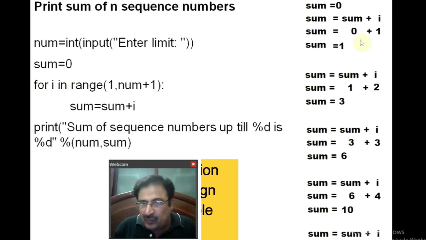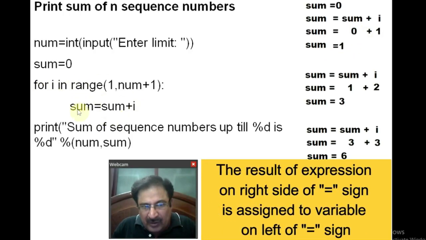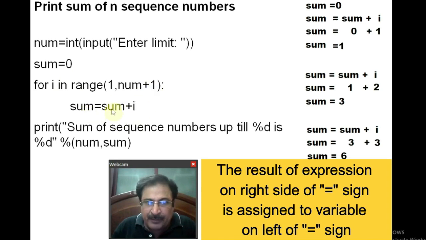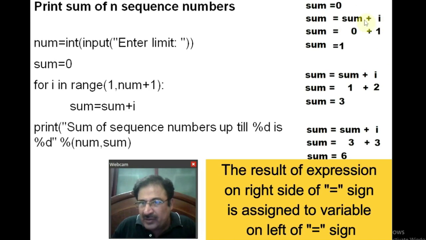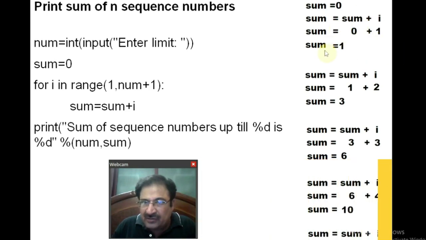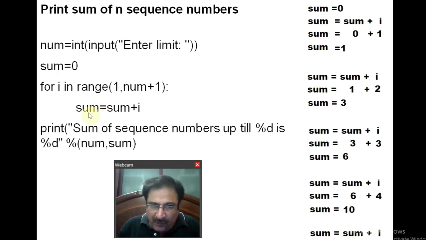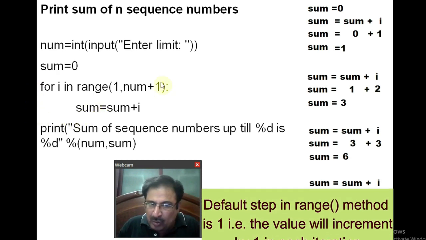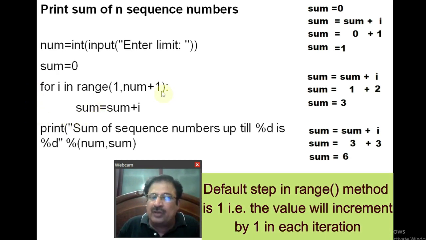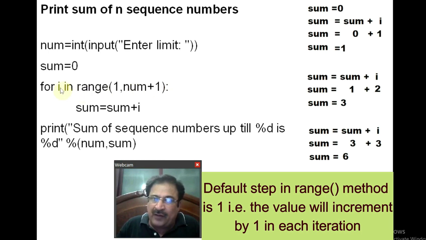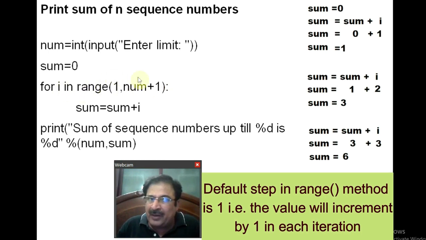The value of i is 1. Whatever happens in this for loop, you are running this formula. The total of the right hand side is assigned to the left hand side. The value of sum is 0. The value of i is 1. 0 plus 1 is 1, and this 1 is assigned to the sum variable. So sum has become 1. The for loop iteration is over, and because no step is defined, the default step is 1. So the value of i will increment from 1 and become 2.